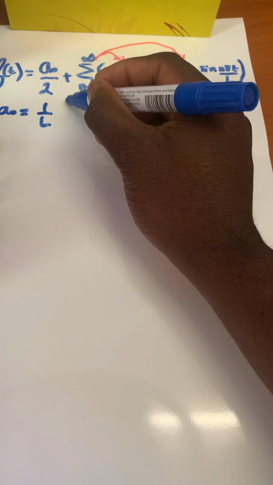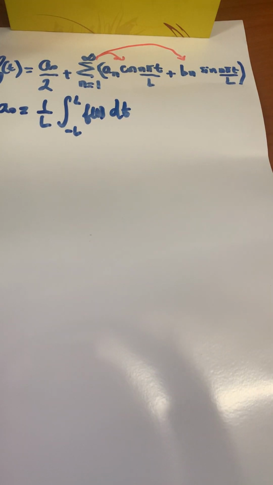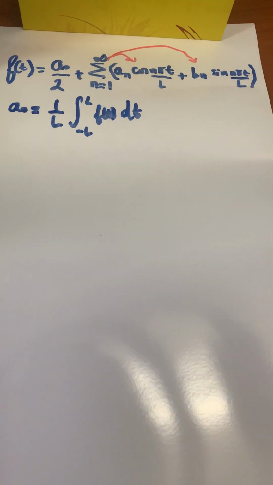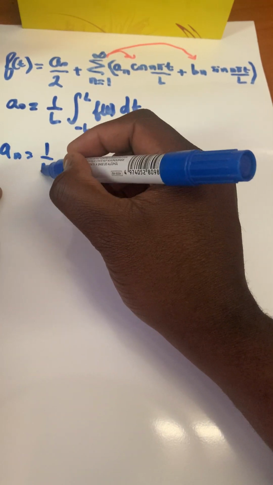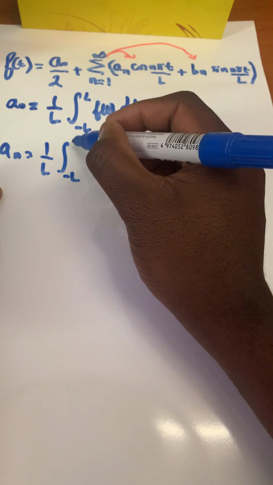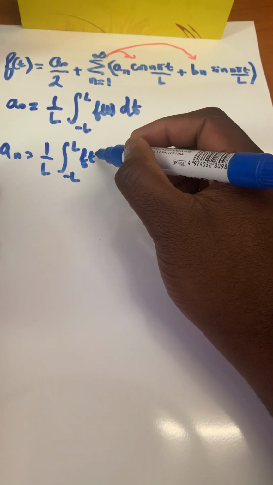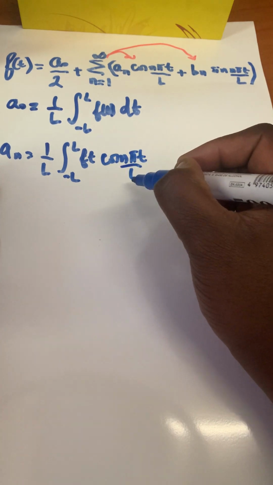is equal to 1 over L integral from minus L to L of f of t dt. That is your a0. Then you go to your an. Your an is 1 over L integral from minus L to L of f of t cos of n pi t over L dt. We agree that a goes with cos and b goes with sine.